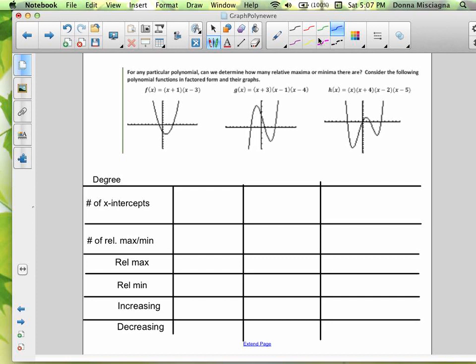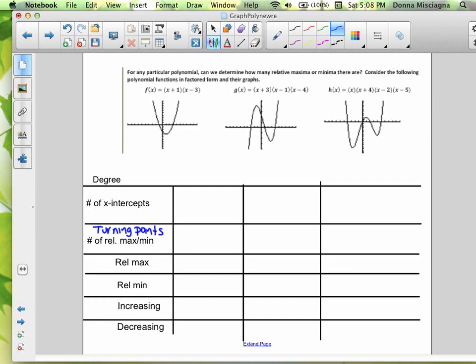Right? We'll start with x-intercepts. I think that's the easiest thing. And then we'll look at the number of relative maxes and mins, and we'll identify these are turning points. So I'm going to put this on mine. And then we'll figure out how many are relative maximums, how many are relative minimums, and where our graph is increasing or decreasing. Okay? All right, and actually, let's start with x-intercepts, and then we're going to go to degree. Because this is in factored form, our degree is really easy to find.